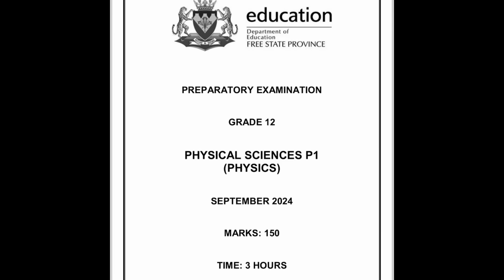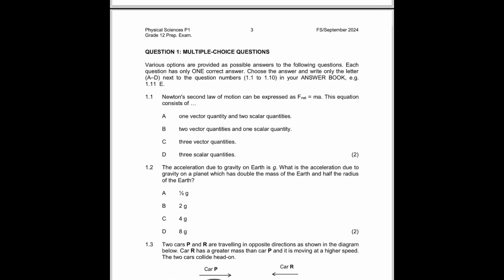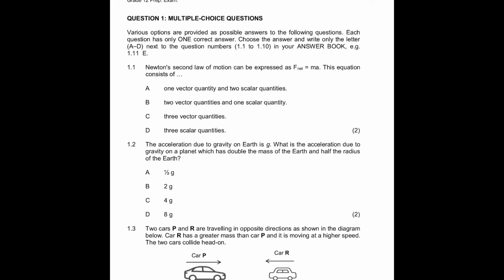Today we're going to look at the trial exam of the Free State Province in 2023. I'm going to look at the multiple choice first and then I'll do the other questions. Let's start with the multiple choice. Now it says here, this is quite an easy one.